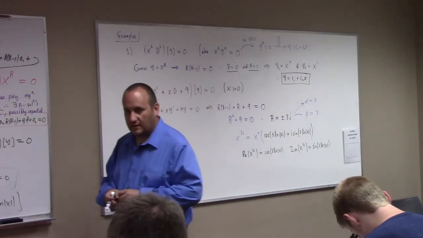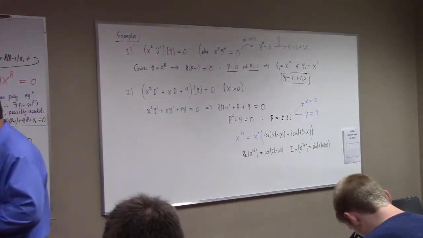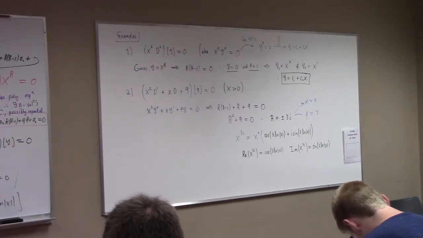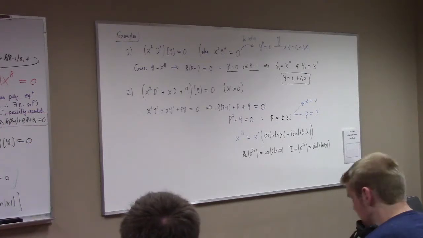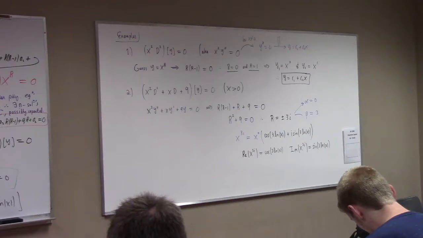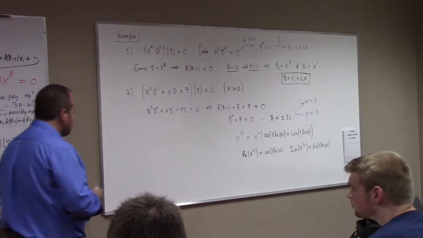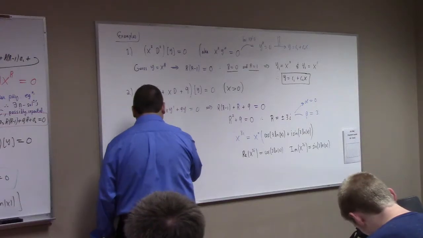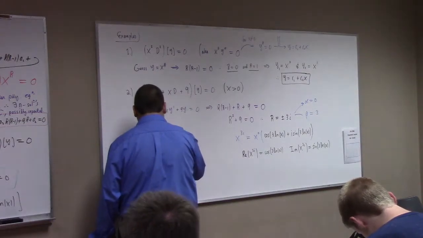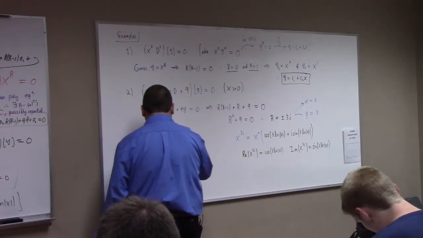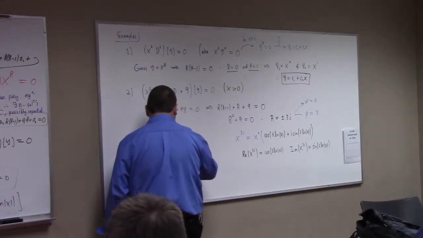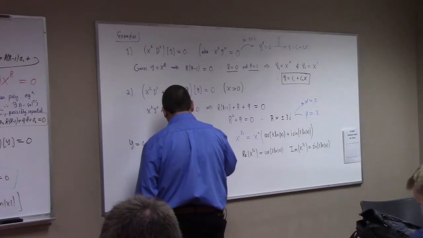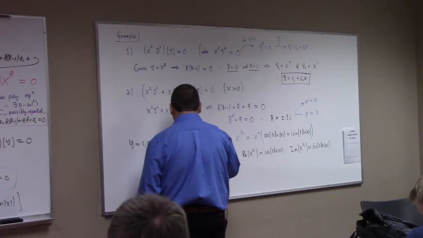So those taken collectively form my fundamental solution set. And if I take a real linear combination of those, that gives me the general solution. That's it. So the solution is C1 cosine 3 natural log of x plus C2 sine of 3 natural log of x.